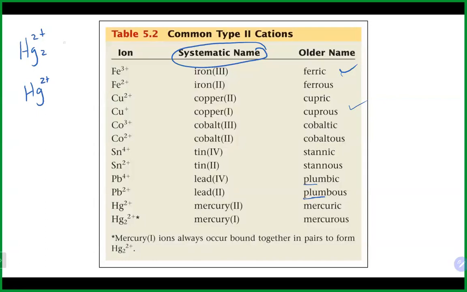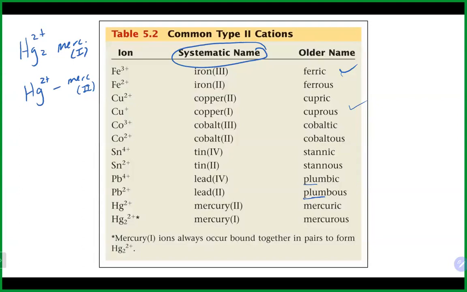So this is mercury 1 here, and this guy is actually mercury 2. The reason for that is mercury 1 is actually a dimer of 2 mercury 1s together, which is why there's a 2 on the bottom. There's actually 2 mercuries, and they each have a +1 charge, which gives you a +2 overall. So that's why it has all the 2s.